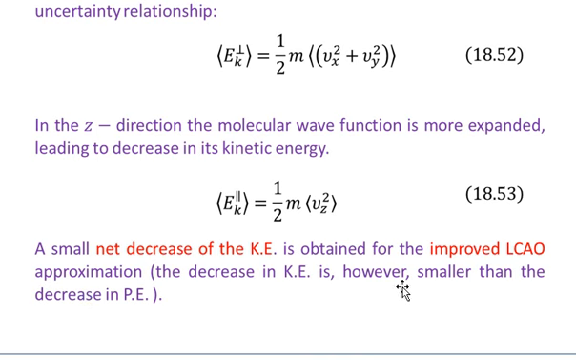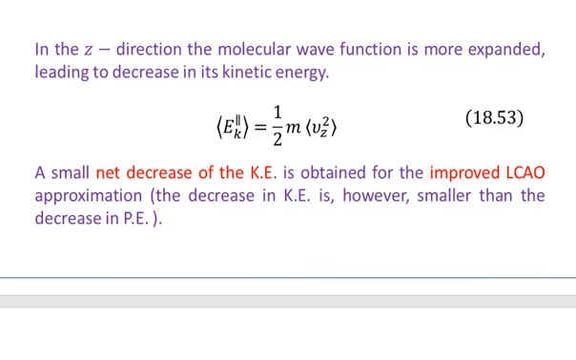The decrease of kinetic energy is, however, smaller than the decrease in potential energy. So you see that here, using the improved LCAO method, we have established that there will be a decrease in kinetic energy, but at the same time, we should appreciate that the decrease in kinetic energy is smaller than the decrease in potential energy. So potential energy will be decreasing more rapidly.